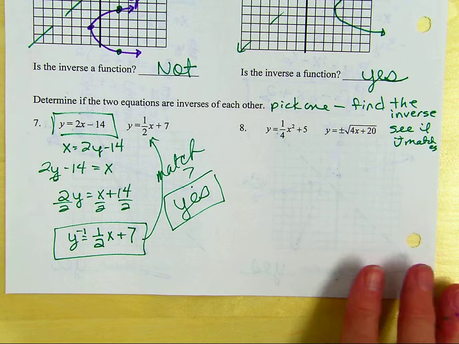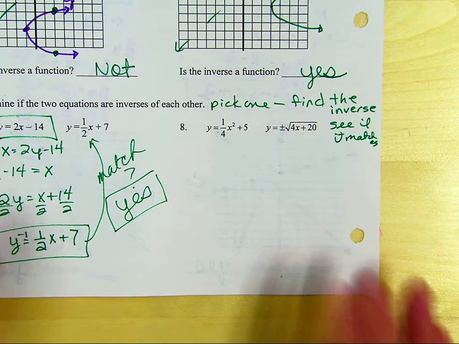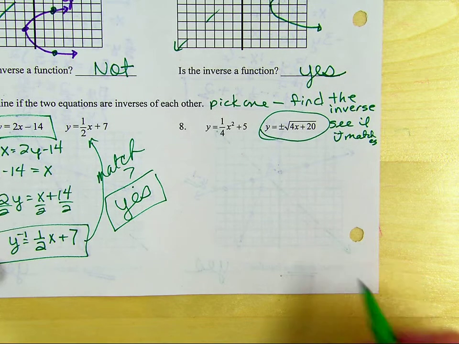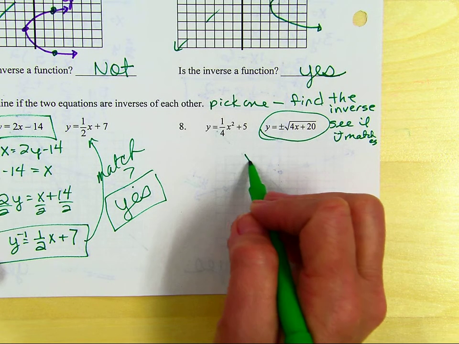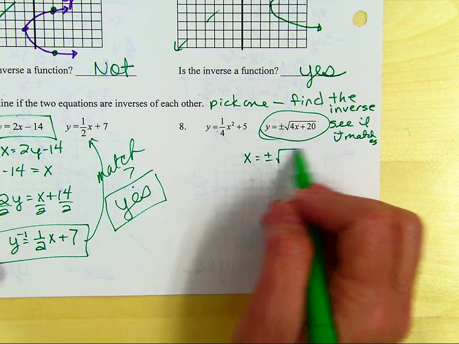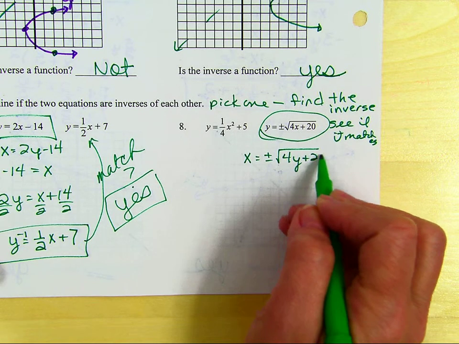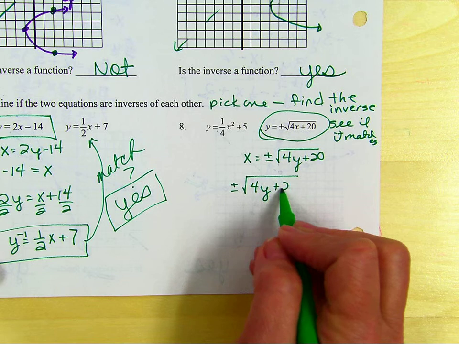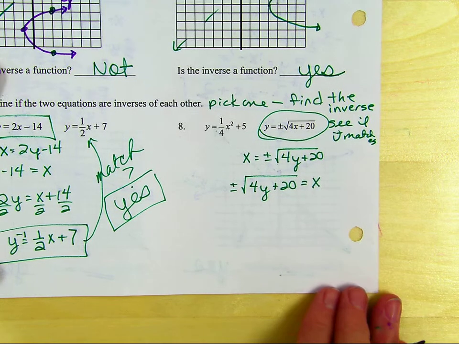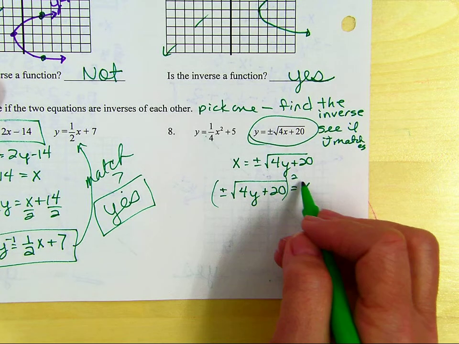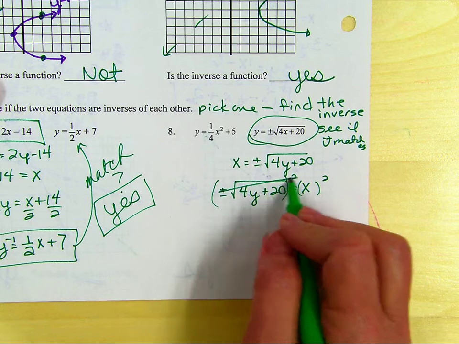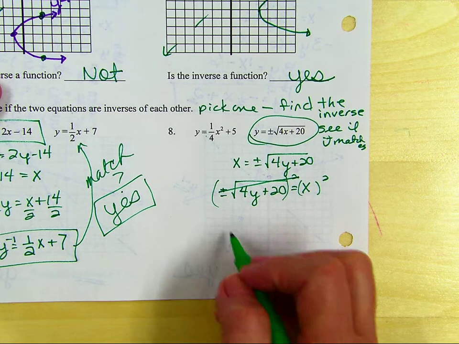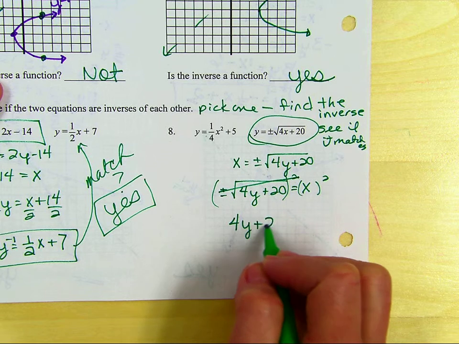Last one, pick whichever one you want. I'm going to pick this one, I guess. I'm going to find the inverse, so I'm going to trade the x and the y. I'm going to flip the function so it's a little clearer when I'm solving it. I'm going to square both sides. Cancels out that square root. The negative doesn't matter anymore. All I have is 4y plus 20 equals x squared.